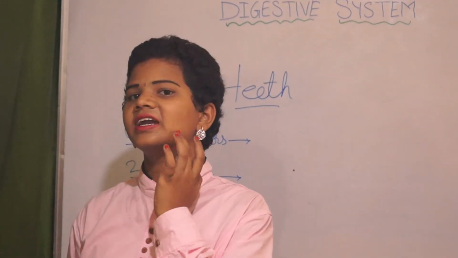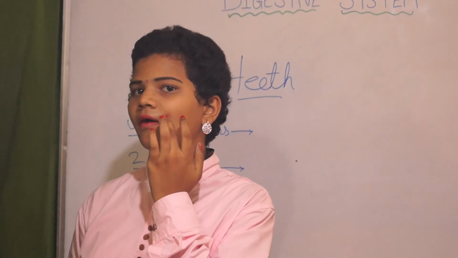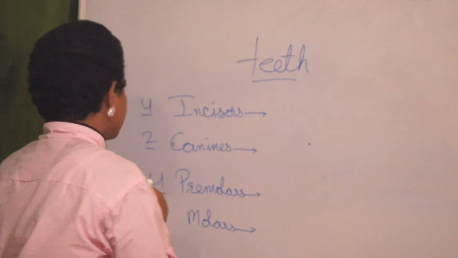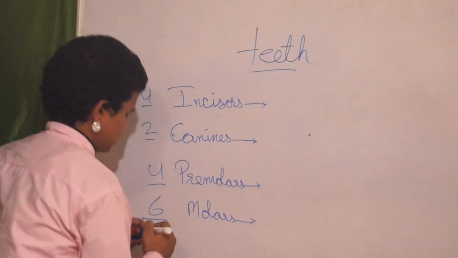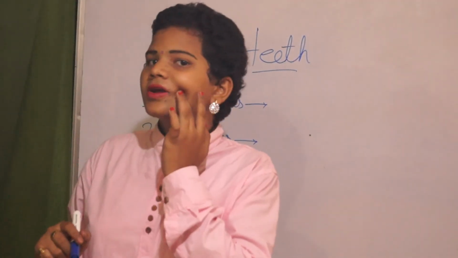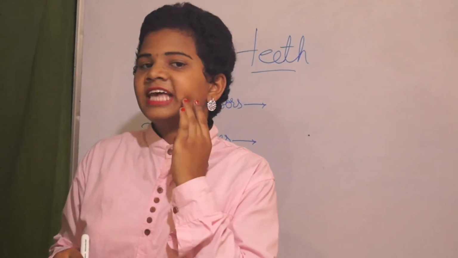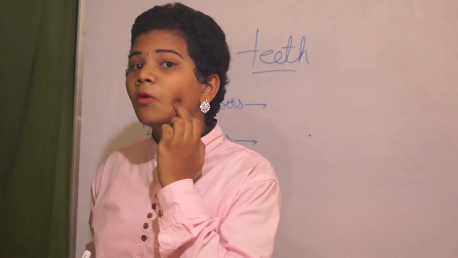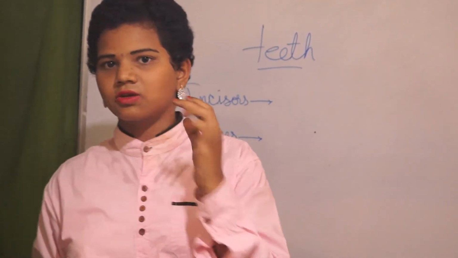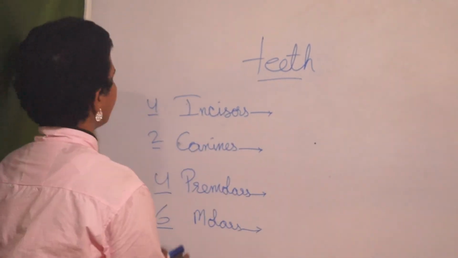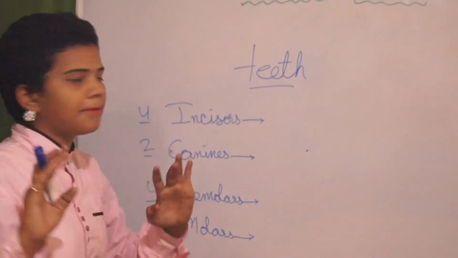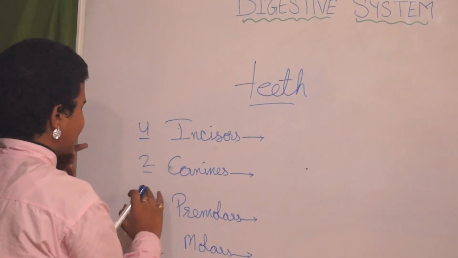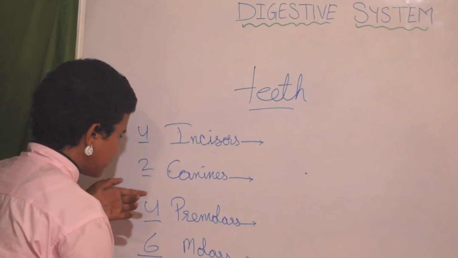Here you can find premolars and molars. Molars number 6. You can touch and feel them; there is a hard type of structure called molars. Again, I will repeat: there are 4 incisors, 2 canines, 4 premolars, and 6 molars.